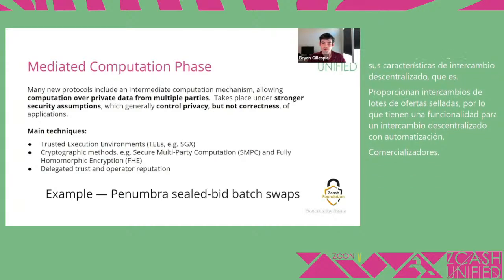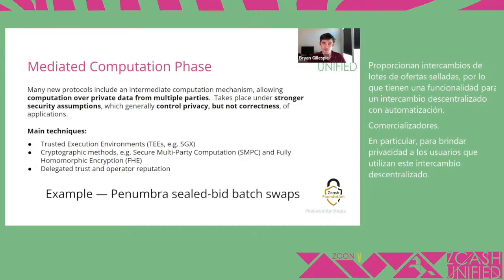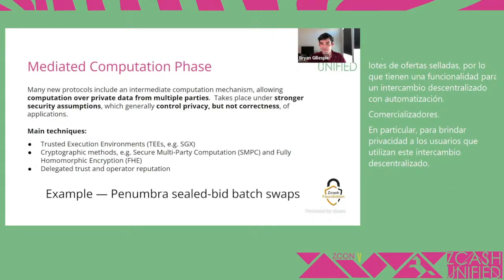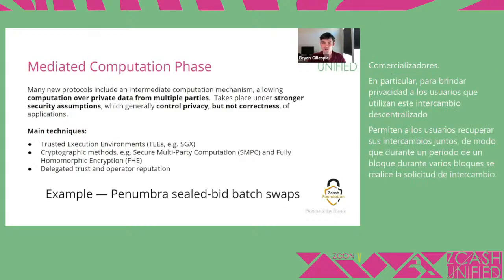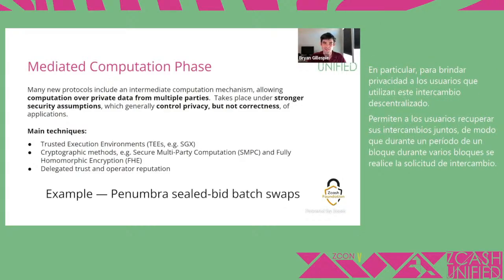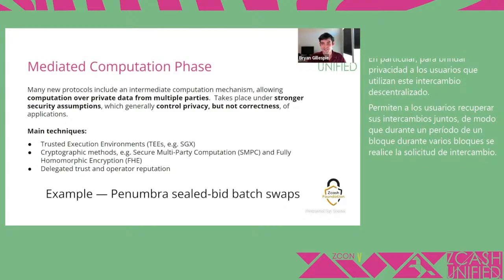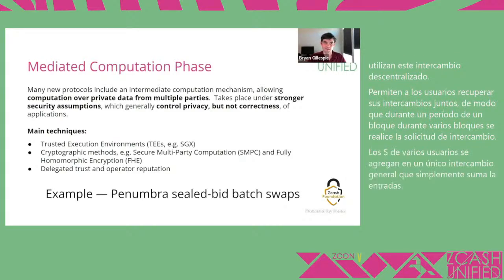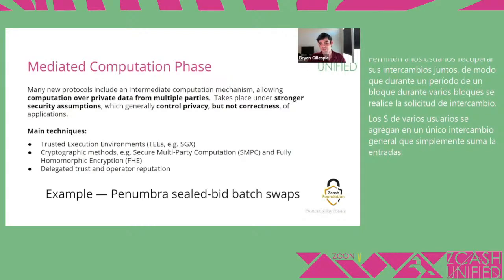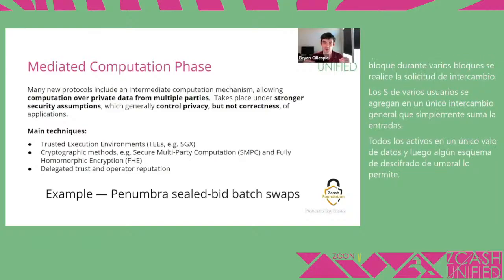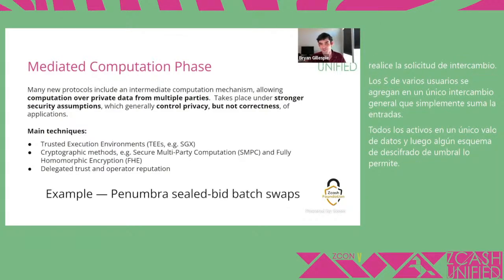They allow users to batch their swaps together. So over a period of a block or several blocks, the swap requests from various users are aggregated into a single overall swap, which just sums the input assets all into a single data value, and then some threshold decryption scheme allows the validator set to see only the batched amounts of the swaps, which provides some amount of differential privacy to the user's inputs to the swap operation. And I think Ying Tong will give some more details about that shortly.